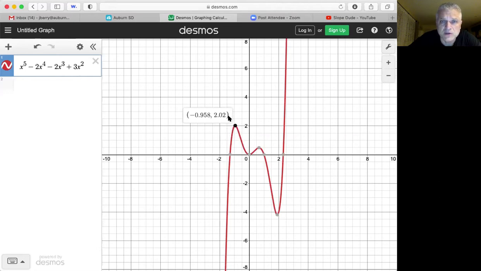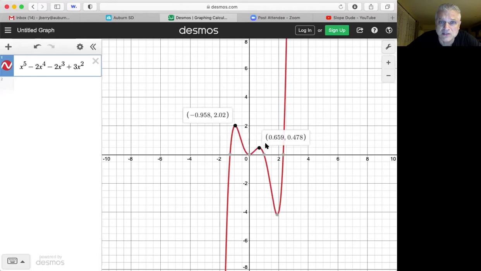So for this area, that's a maximum. If they say, what is the maximum? It's 2.02. If they say, where is the maximum? It's negative 0.958. Okay, rewind that and listen to me say that again a couple of times. Okay, where is it? The x coordinate. What is that maximum? The y coordinate, the f of x. Okay, you see that right here is another relative max.